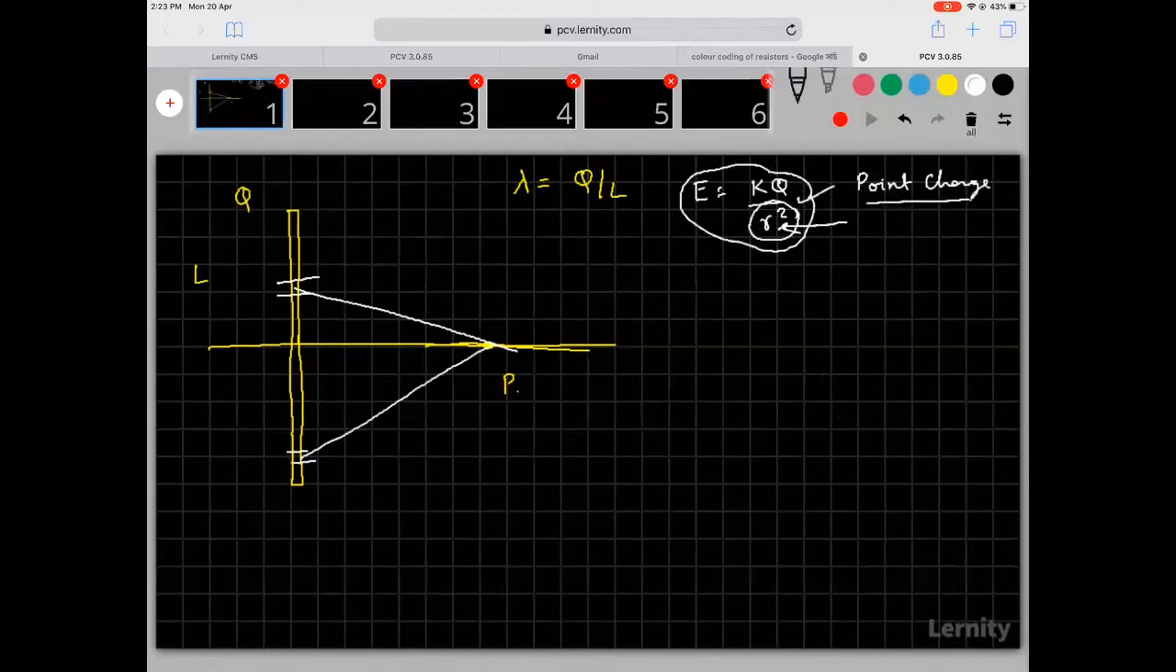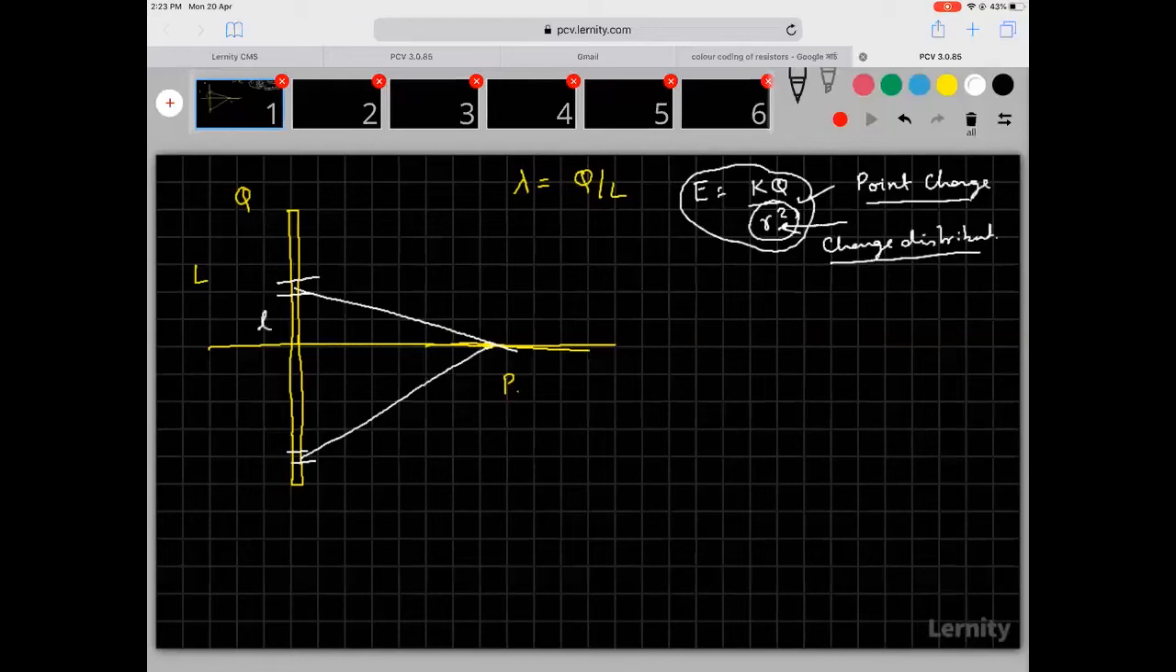Whenever there is a point charge, you could apply KQ by R squared. Whenever there is a charge distribution, now you will have to start thinking. You can't apply KQ by R squared. So let's see how we can do it.